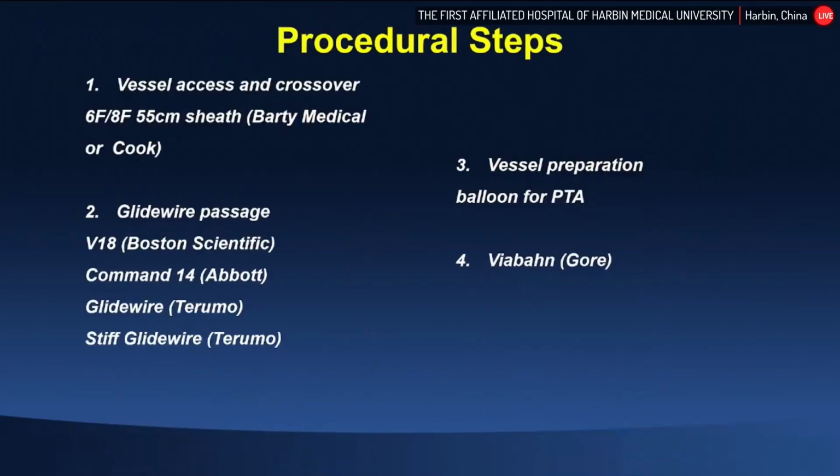Next, please. The same as the last case, we will use 6 and 8F long sheaths for the vessel access and crossover. We have a bunch of wires: V18, Command 14, glide wire, stiff glide wire. We are also prepared to use balloons for the PTA for the iliac artery.